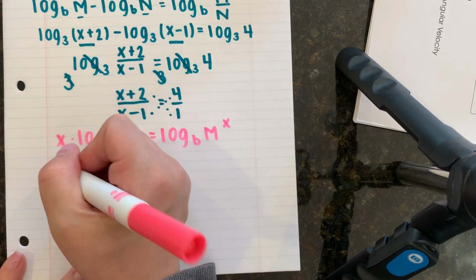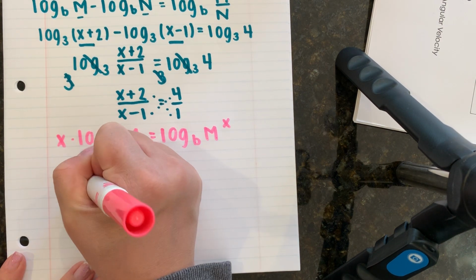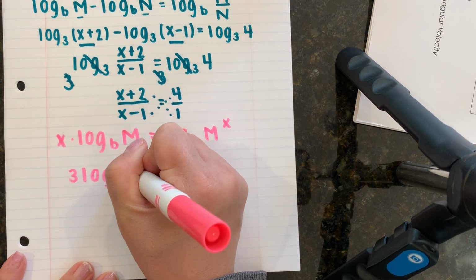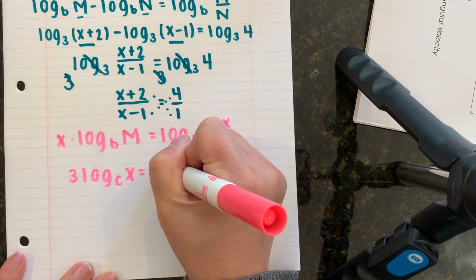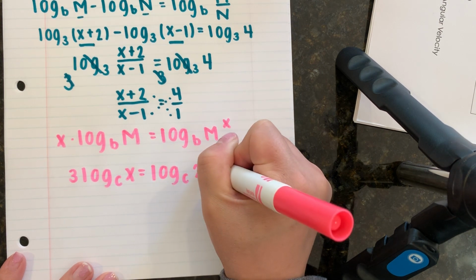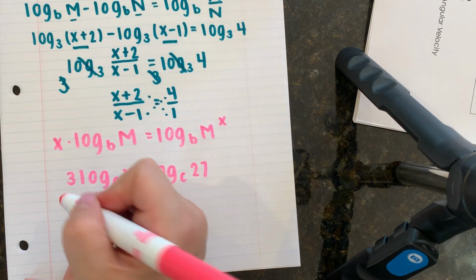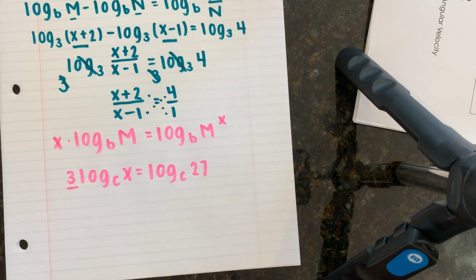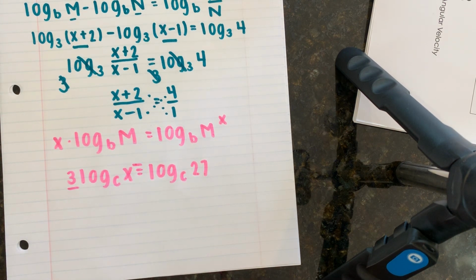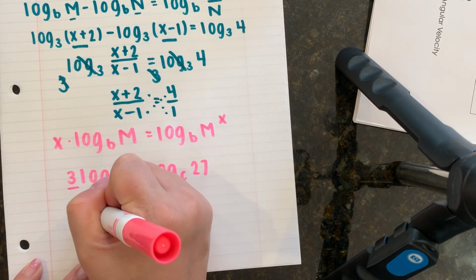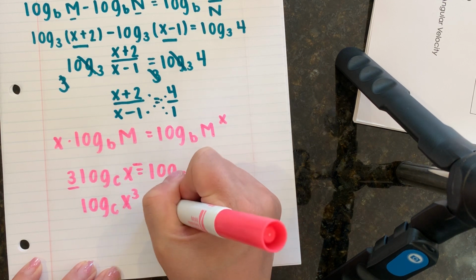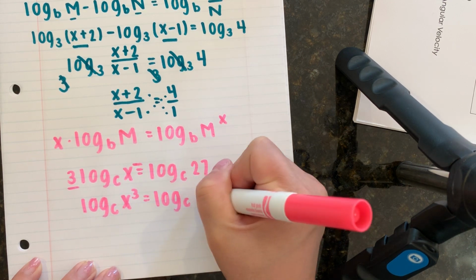So if I look at one in the book, I have 3 log base c of x is equal to log base c of 27. So I see the number before my logarithm. It becomes the exponent of my number, and in this case, it's the x. So this would be log base c of x to the third is equal to log base c of 27.